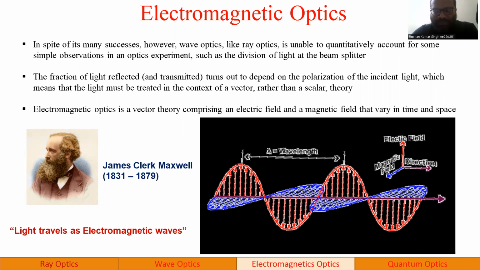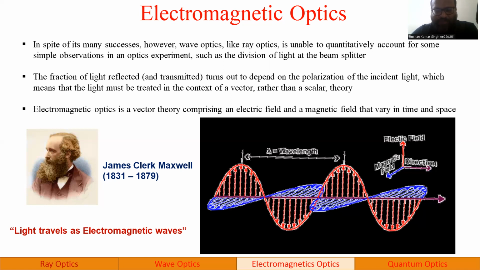Before this, just to recap our previous presentation, in which we talked about ray optics and wave optics. In the previous presentation, we saw that the theory of light starts with ray optics, which is a very simple theory that explains reflection and refraction, but it fails to explain diffraction and interference.